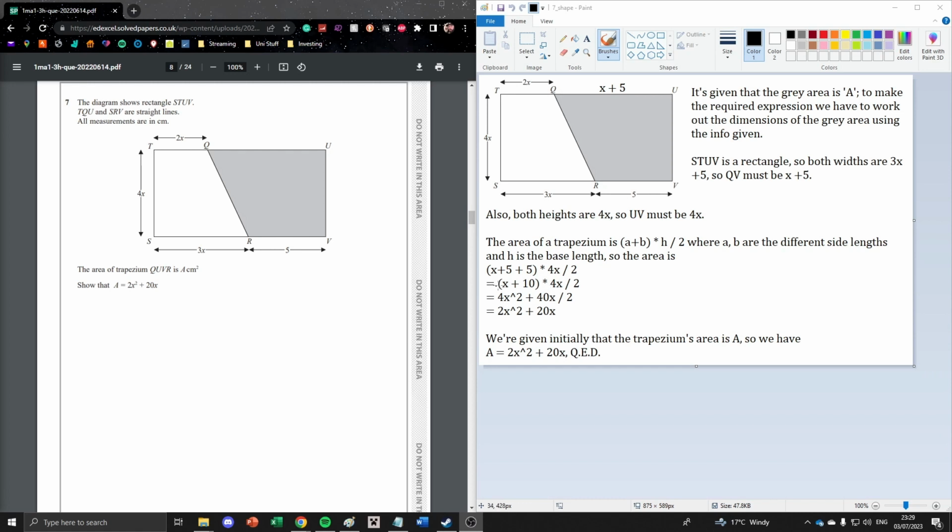We can expand out these brackets to get 4x squared plus 40x. This is all divided by 2. I know it's not made very clear. Obviously dividing both by 2, we can then get 2x squared plus 20x. We know from the wording of the question that this is our a centimeter squared, and so we've shown what we need to show.